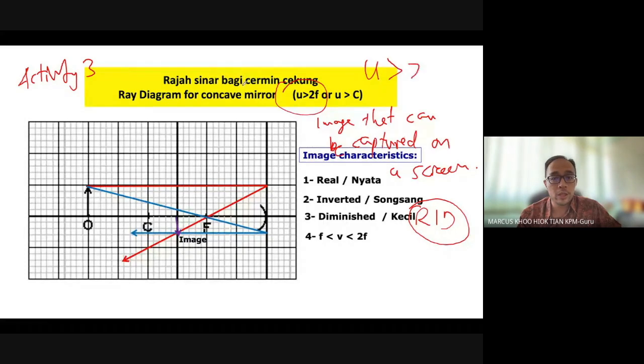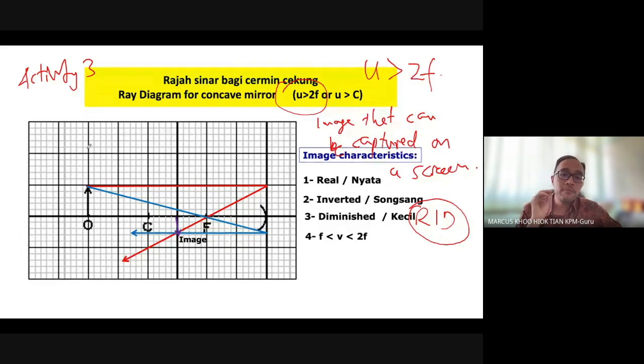U is bigger than 2F. Okay, and then look at the image characteristics. And you will find that, oh wow, actually for the same position of the object, whether it is concave mirror or the convex lens, the image is the same. It is read. Okay, and if you have been following the lesson, you know what happens after this. If I bring this object further in front to U equals to 2F, it will be RIS. After RIS, if I bring it further in front some more, it will be RIM. You know that order.